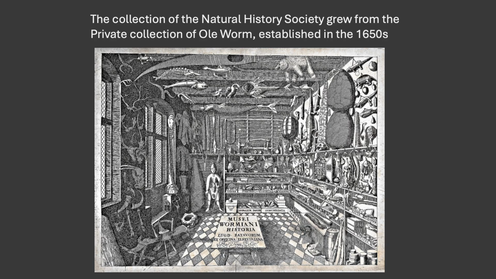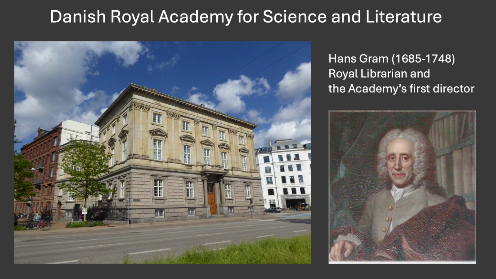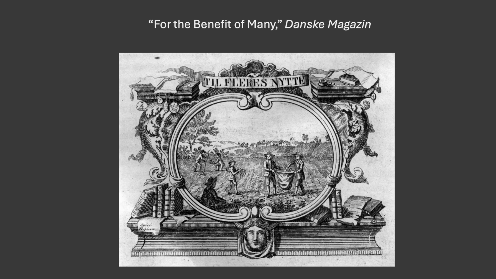As part of this program, the government established the Natural History Society and the Royal Academy for Science and Literature. The research produced by these organizations, together with that of the Society for National History and the Improvement of the Danish Language, founded in 1745, were published in the Danish magazine, which included scientific and historical articles, and is still published today. Its motto, "For the usefulness of many," continues to guide Danish political values.